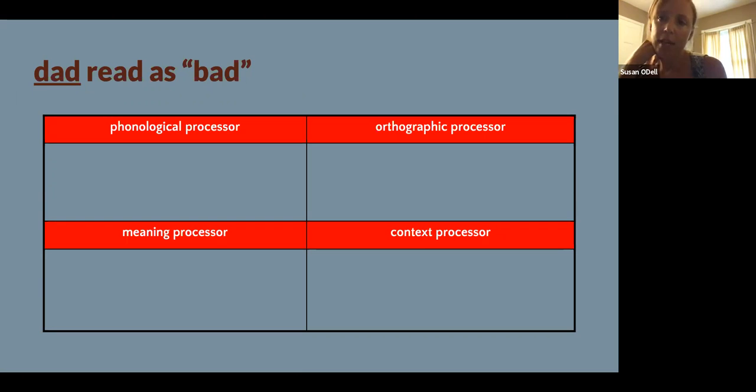If a student reads the word dad as bad, which processing system may be weak for this student? If you guessed orthographic processor, you are correct. The B and the D are very similar, and the student just has not yet mapped those letters and the images in the back part of their brain to be able to distinguish between the two letters and assign the correct sound to the letters. The orthographic processor stores mental images of individual letters and words.